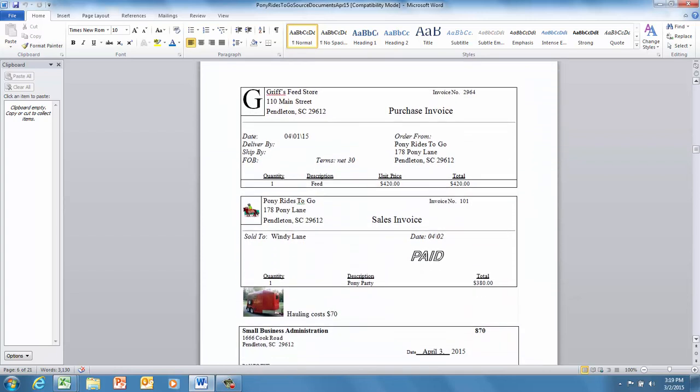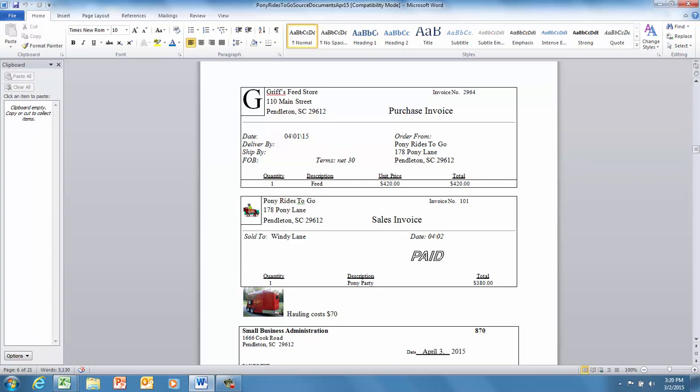So here is our first transaction, and you need to take a look at each transaction. Who is the buyer? Who is the seller? Does this involve cash, or does it involve somebody owing somebody in the future, etc.? So here, the seller is Griff's Feed Store, and we are the buyer. What are we receiving? We're receiving feed for $420.